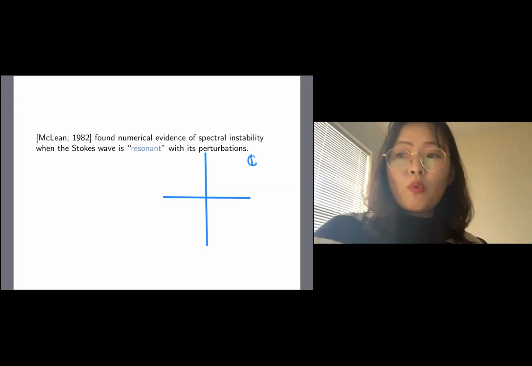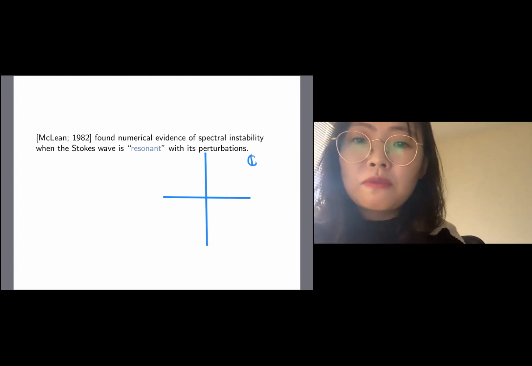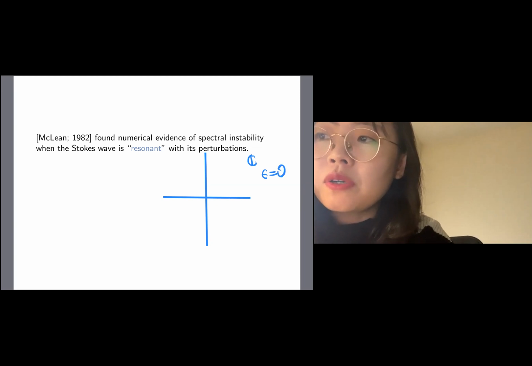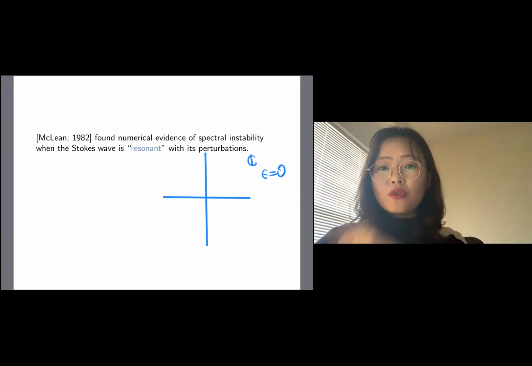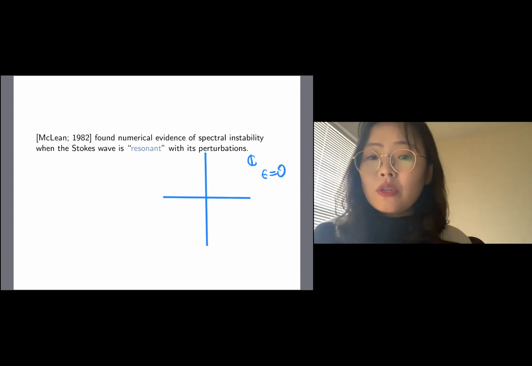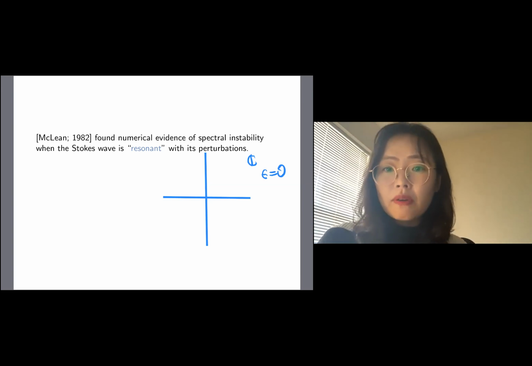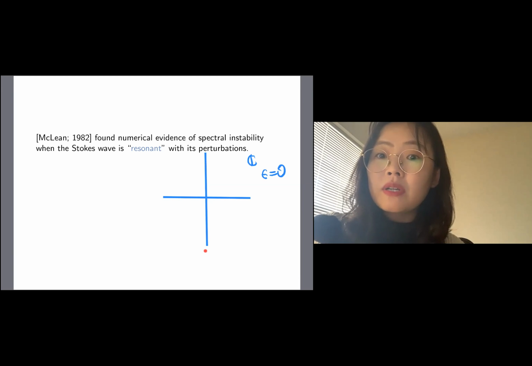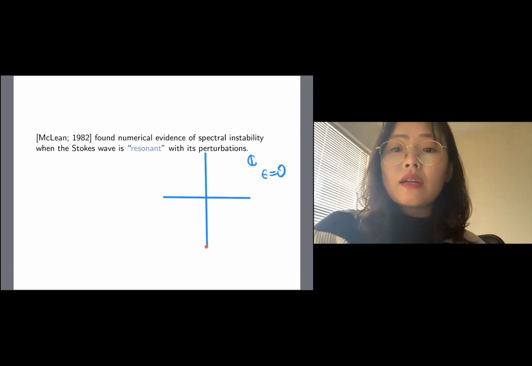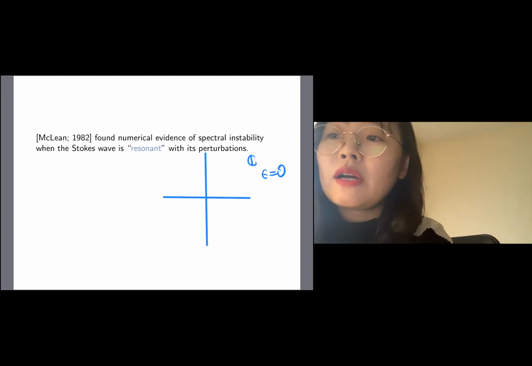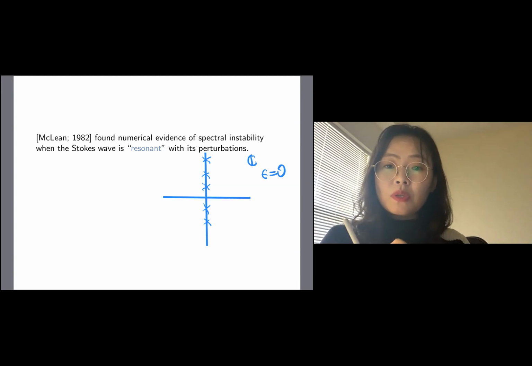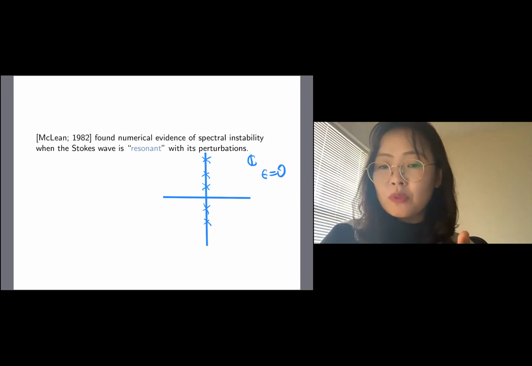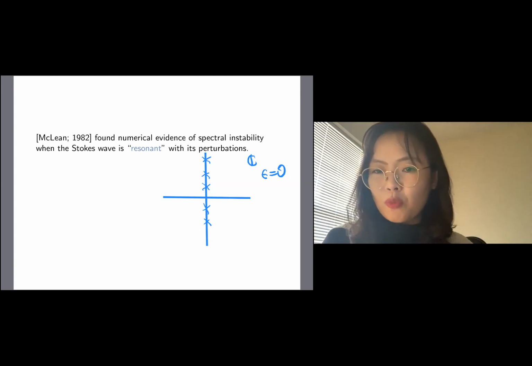For the water wave problem, when the amplitude, which I'm using epsilon for, is 0, then the trivial solution with a zero surface and zero fluid motion is, as we expect, stable, and the spectrum consists of the imaginary axis. Now, a little calculation will tell you that there are countably many points along this imaginary axis where two eigenvalues collide, and this is due to a resonance of the unperturbed wave with its infinitesimal perturbations.